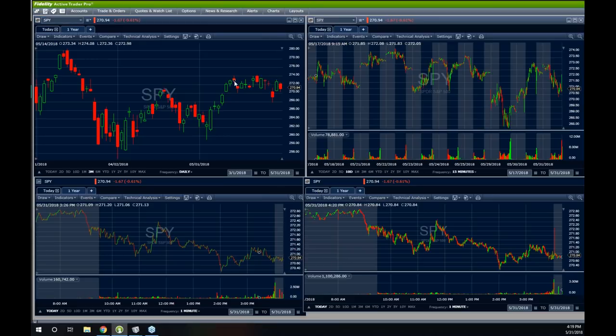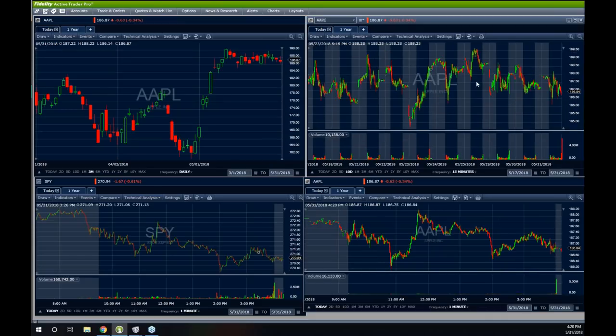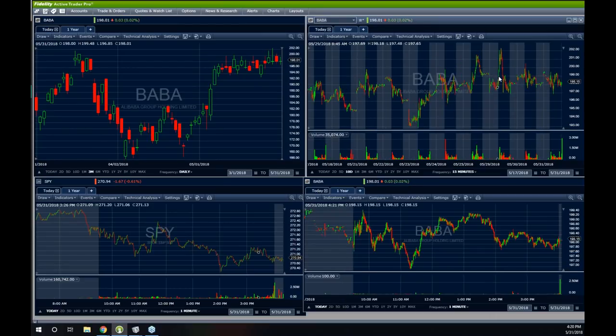So we're going to take a look at the environment right now, as well as hit you with that Netflix swing setup. The first thing that I always take a look at is what are the indexes doing and how are they doing it? Right now, we have massive consolidation. Most of the names that you guys are watching kind of look like these big 10-day ranges where things are just not doing anything. Take a look at Apple. Take a look at Baba, for example, where things are just kind of doing nothing, and you get these fake outs.